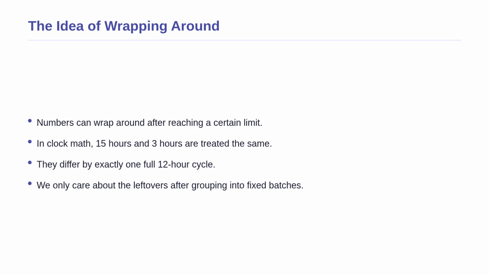This idea of numbers wrapping around after reaching a certain limit is the heart of what mathematicians call a congruence relation. We are essentially saying two numbers are the same if we only care about the leftovers.